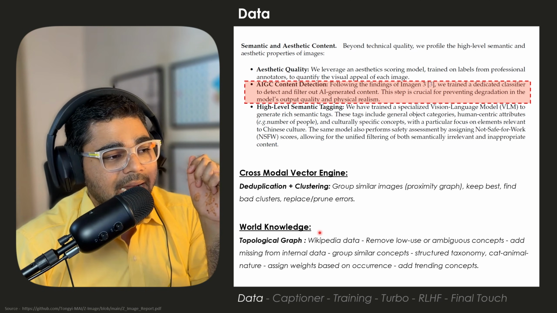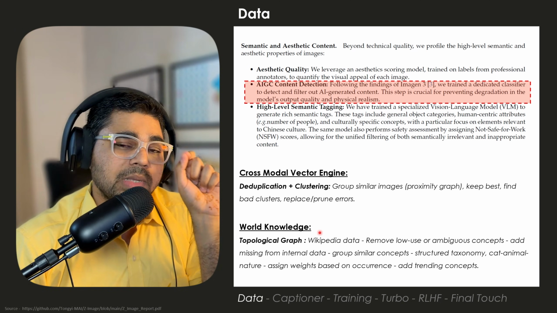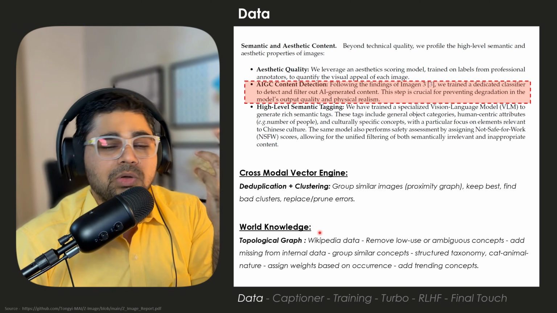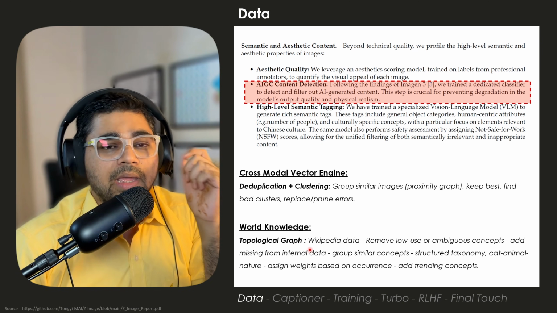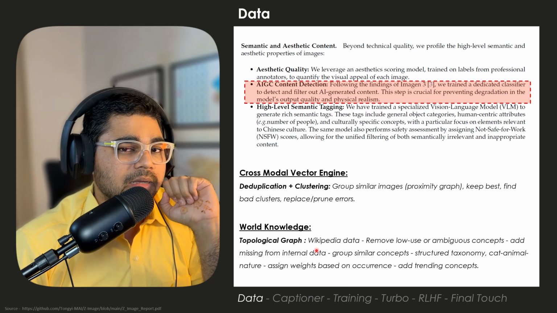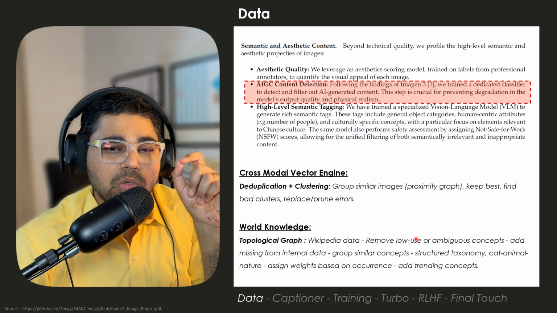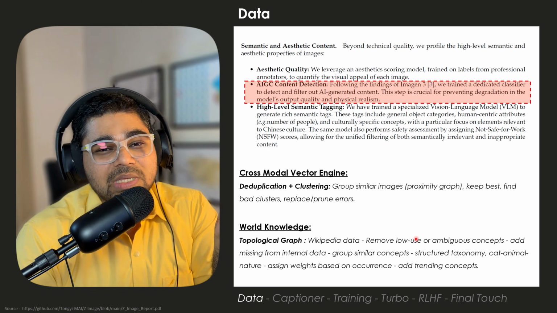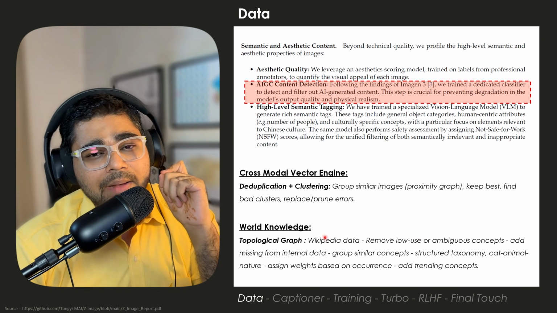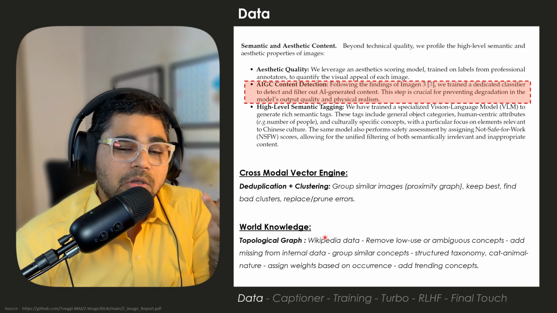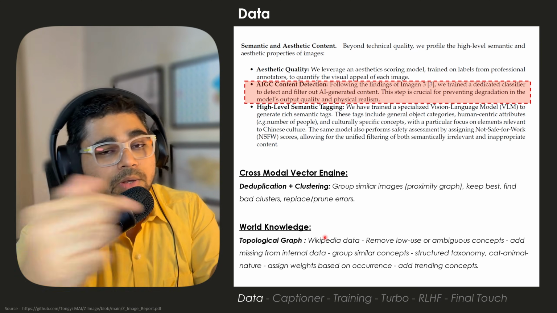Okay. After that, they're going to add world knowledge. Now, why are they doing this? Because this model is only 6 billion parameters. They don't want to lose out on any trending concepts. To do this, they're going to generate a topological graph, and to do that, they're going to use data from Wikipedia, okay, because Wikipedia has all of the concepts. The first step is they're going to remove low use or ambiguous concepts, because it's Wikipedia, right? Anybody can create any content on Wikipedia and say this is good. Then they are going to add missing concepts from internal data. Now, because it is trained by Alibaba Group, some concepts which they want to be there in the model, they are going to add on top of it.